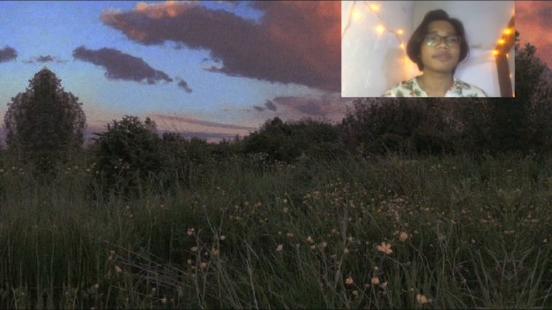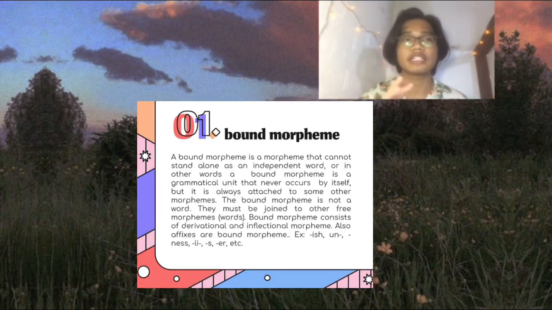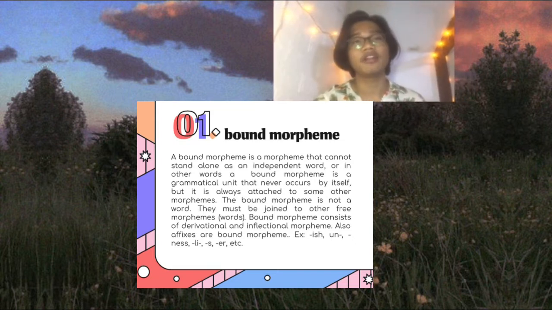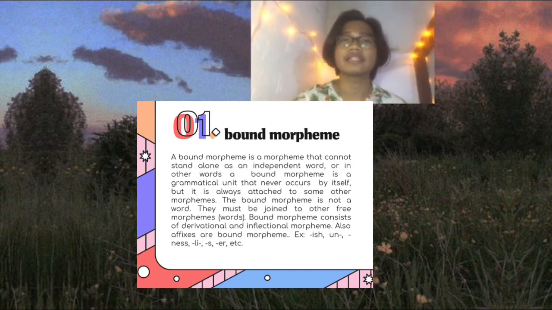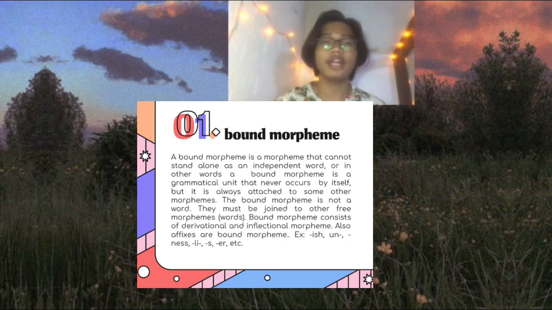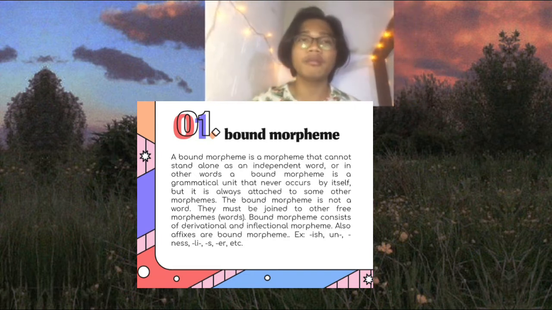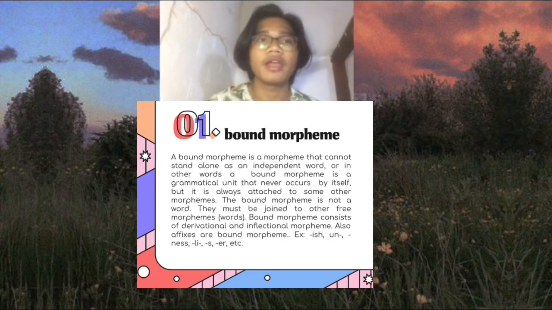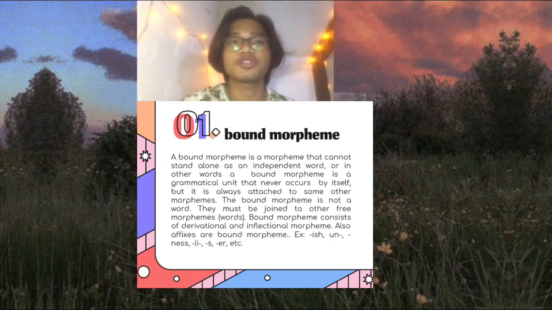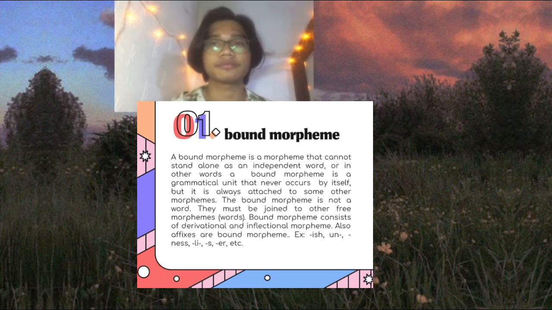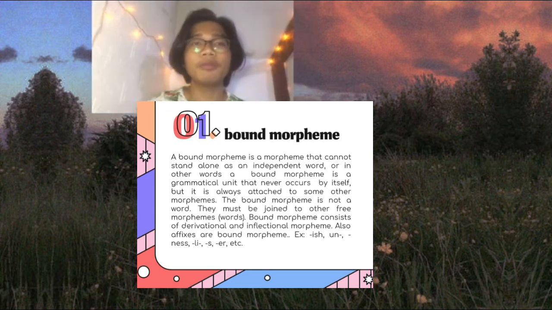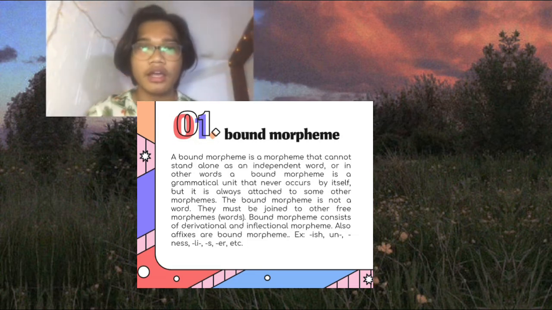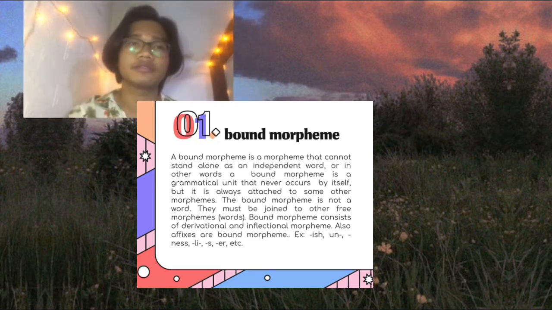Okay. The next material is bound morphemes. A bound morpheme is a morpheme that cannot stand alone as an independent word. In other words, a bound morpheme is a grammatical unit that never occurs by itself, but is always attached to some other morphemes. Bound morphemes consist of derivational and inflectional morphemes, and also affixes.